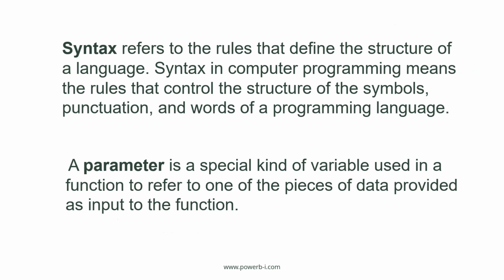When reading Power BI documentation, the function documentation always refers to syntax and parameters. And in order for us to understand syntax and parameters, we can take a closer look at them. Syntax refers to the rules that define the structure of a language. Syntax in computer programming means the rules that control the structure of the symbols, punctuations, and words of the programming language. Whereas a parameter is a special kind of variable used in a function to refer to one of the pieces of data provided as input to the function.